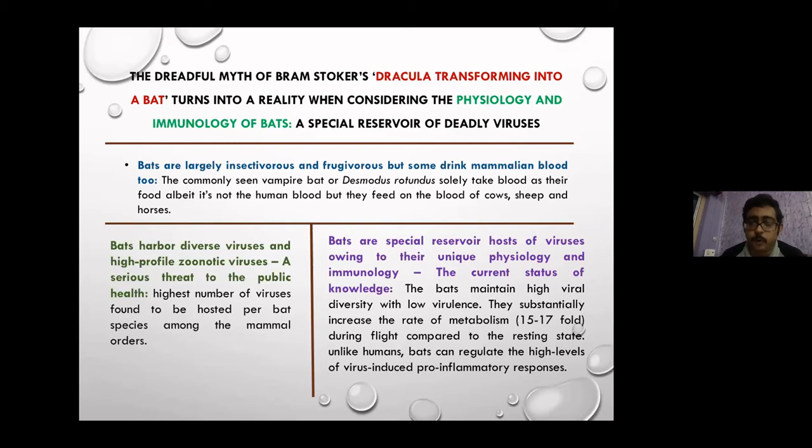Now, the highest number of viruses are found to be hosted per species in bats among the mammalian orders. Another interesting fact could be traced if we study the physiology or immunology of bats. Based on the present knowledge that we have, we can say that bats maintain a high viral diversity while having very low virulence. That means these viruses use bats as a reservoir, but the bats do not fall ill. While tracing the reason why, it was seen that bats substantially increase their rate of metabolism by 15 to 17 fold during flight compared to a resting stage. They also have a very high level of virus-induced pro-inflammatory response, which prevents the bat from falling ill from the virus while the bat continuously keeps on carrying those viruses which have zoonotic potential.